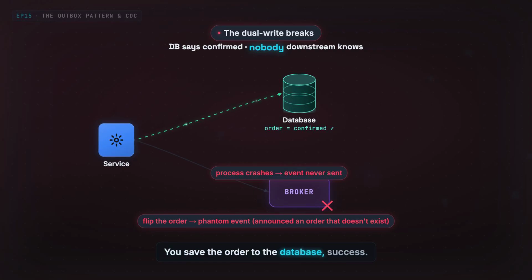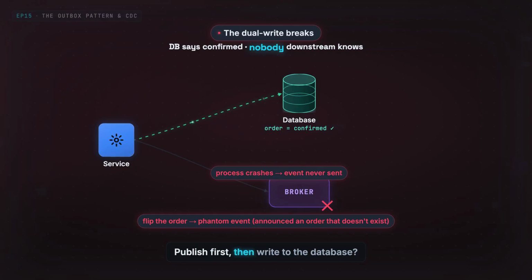You save the order to the database, success. Then you go to publish the event, and the process crashes. Now your database says the order is confirmed, but the event was never sent. Downstream, nobody knows. Inventory never decrements, the warehouse never ships, the customer is charged and gets nothing. Silent, permanent inconsistency. And flipping the order doesn't save you.